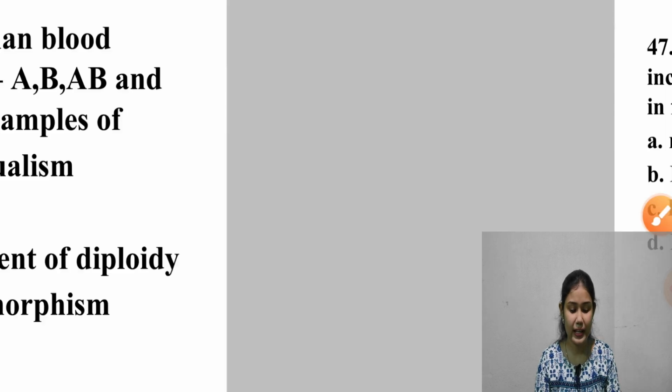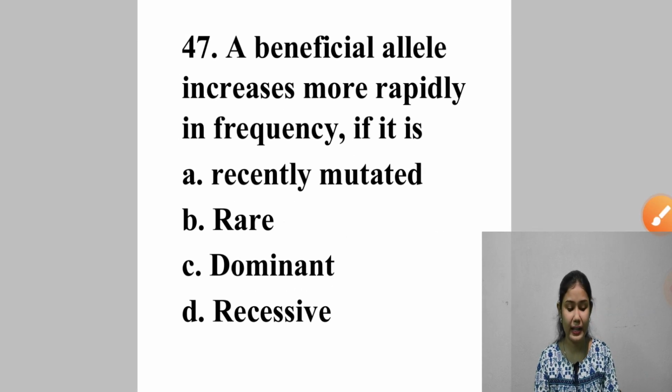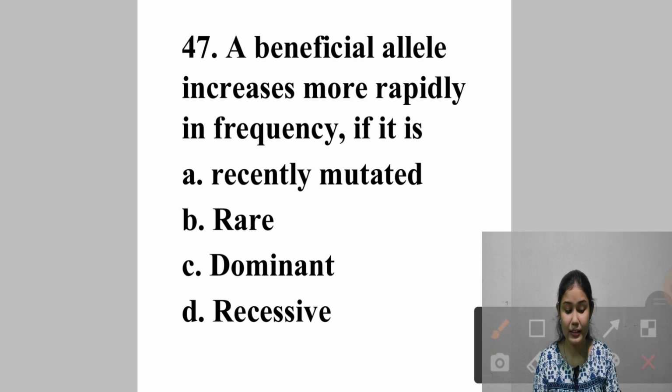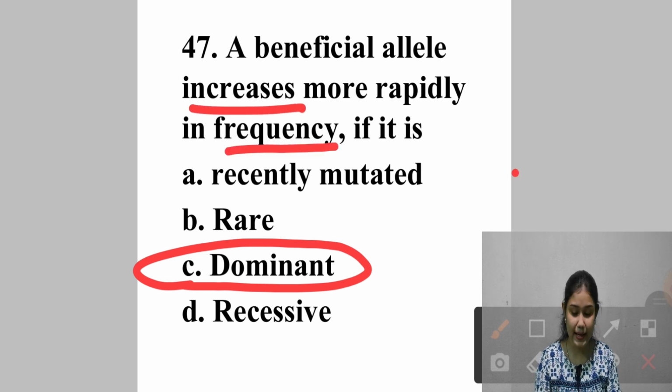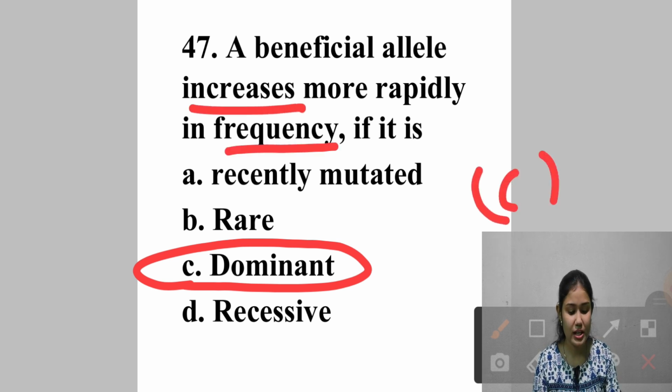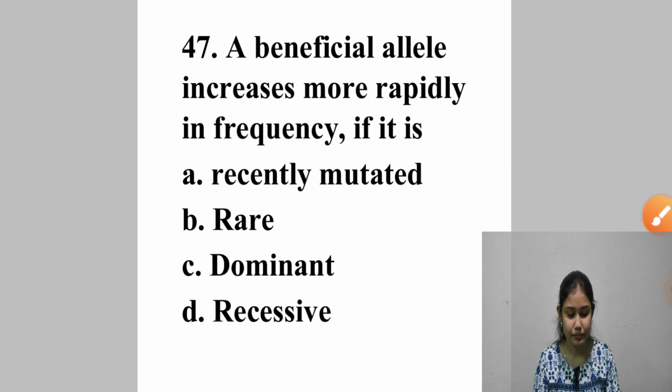A beneficial allele increases more rapidly in frequency if it is A, recently mutated, B, rare, C, dominant, D, recessive. अगर allele dominant हो, then the frequency will increase. Okay, so answer will be option C. Now come to question number 48.